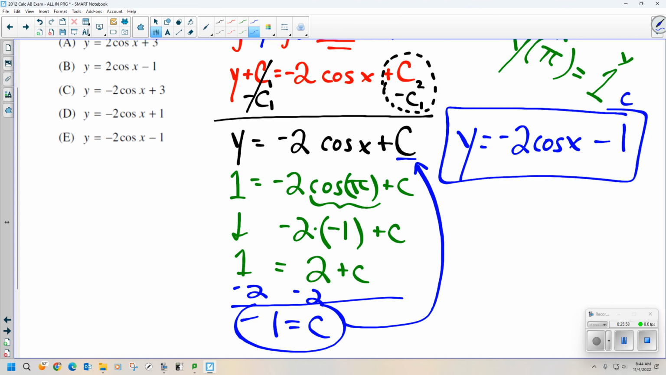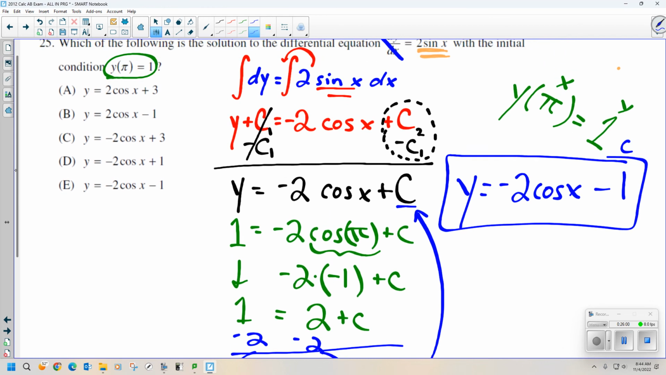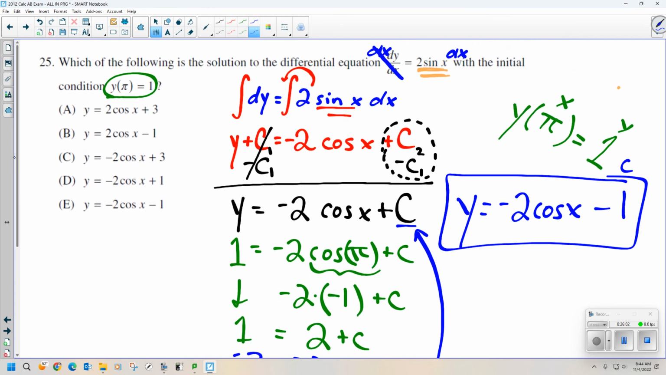That's the solution that satisfies that differential equation under this condition. That is choice E. Choice E. God, I love it when it works out. Nice and fluent.